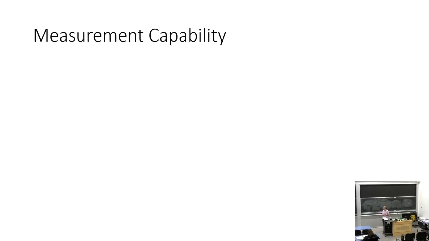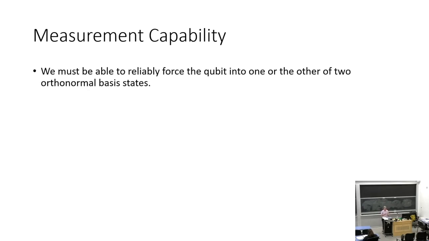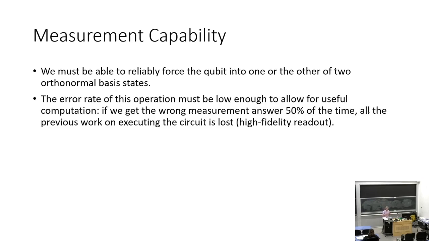So the last criterion listed by DiVincenzo is measurement capability. We have to reliably be able to force the qubit into one of the 2 orthogonal basis states, 0 and 1. And the error rate of that process has to be low enough to allow for useful computation. If we get the wrong measurement answer 50% of the time, all the previous work on executing the circuit is basically lost. So this is called high fidelity readout.